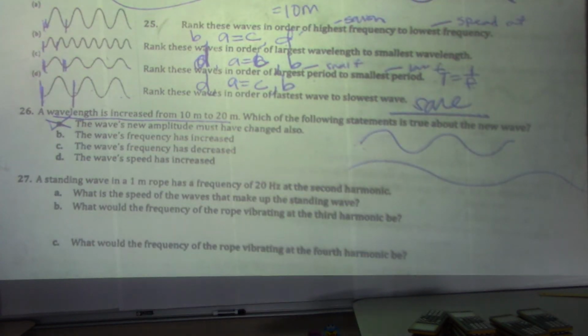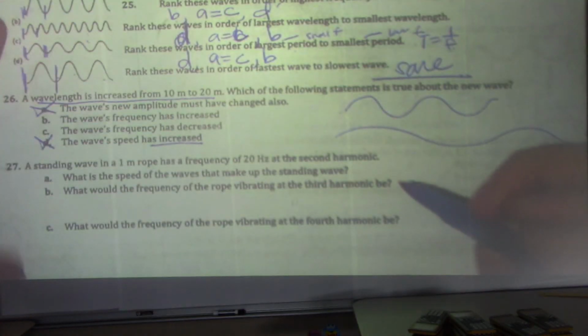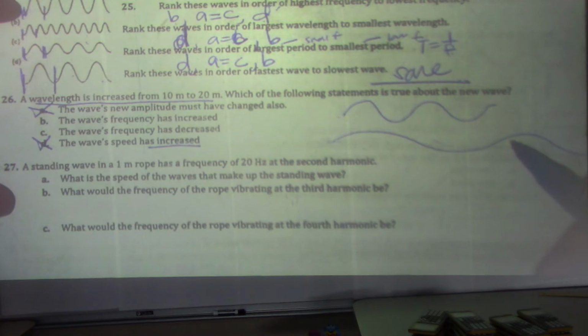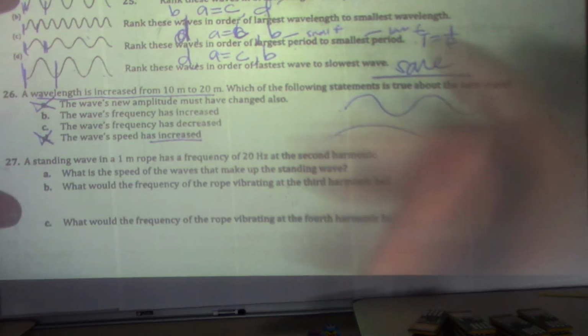The frequency is increased, the frequency is decreased, or the speed is increased. Well, we know the speed is not increased because speed depends on the medium. So now it's just what did the frequency do? If we have a longer wave, that means I have a lower frequency, right? I have fewer waves each second because they're longer than before. So that means the frequency must have decreased.